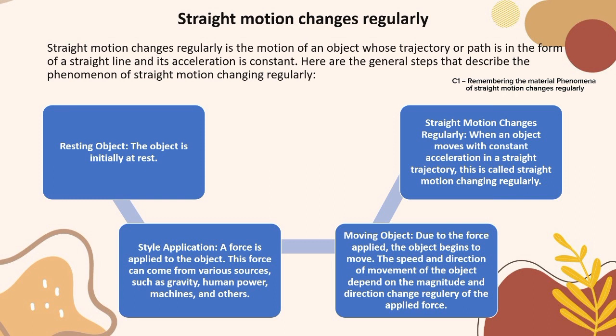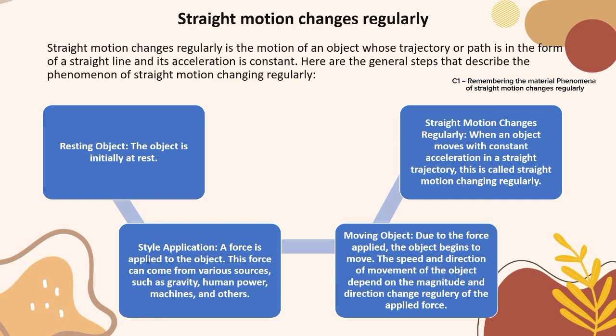Here are the general steps that describe the phenomenon of uniformly changing motion. Resting object: the object is initially at rest. Force application: a force is applied to the object. This force can come from various sources such as gravity, human power, machines, and others.